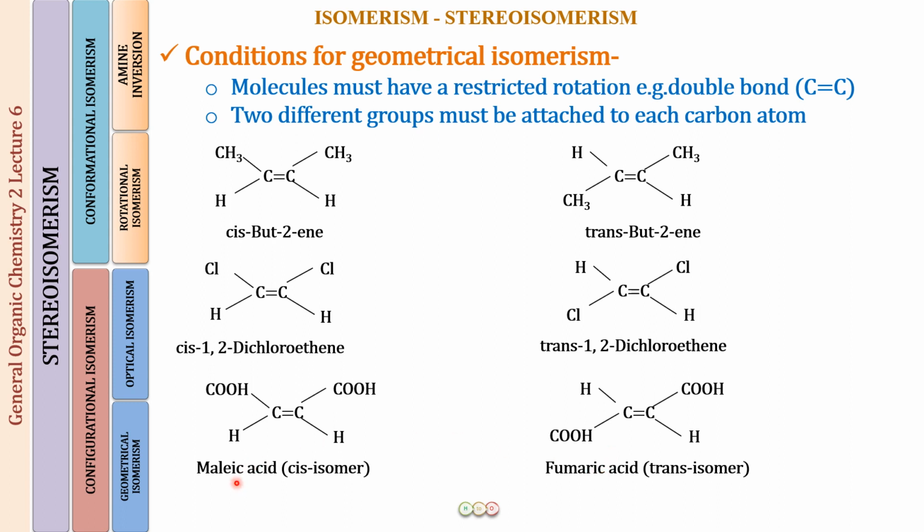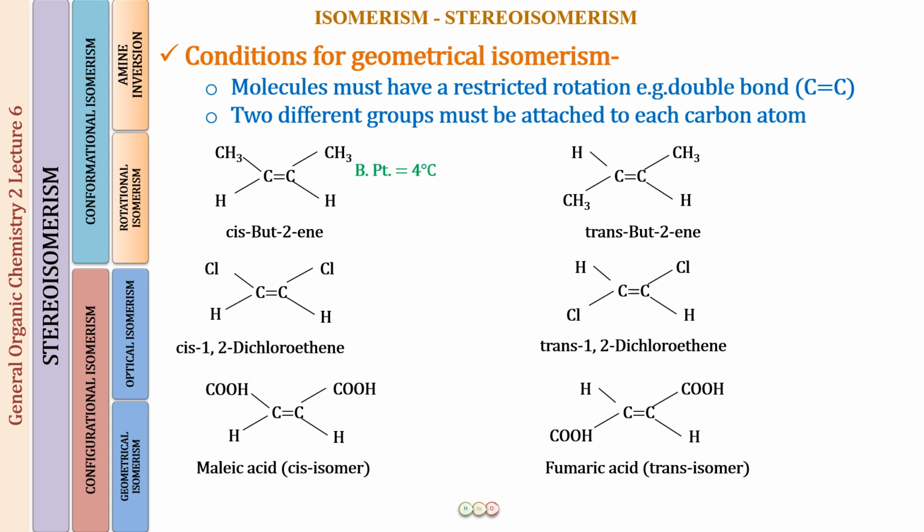So this is malic acid, this is fumaric acid, and please do remember this very well because this comes many times in the examination: what type of isomerism do these show? Malic acid is a dash geometrical isomer, fumaric acid is a dash geometrical isomer. So malic acid is a cis geometrical isomer, and this is a trans geometrical isomer. So these are certain things that you have to remember. Alright, I hope this is clear.